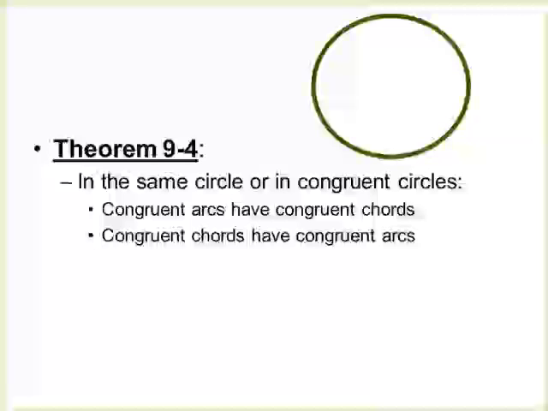So in one circle or in two circles that have the same radius, congruent arcs have congruent chords, and vice versa. Congruent chords have congruent arcs. So what I'm going to do is make a chord. And then I could make another chord. And if they're the same size, then the arcs will be the same size. And vice versa. If the arcs are the same size, the chords will be the same size, according to this theorem.